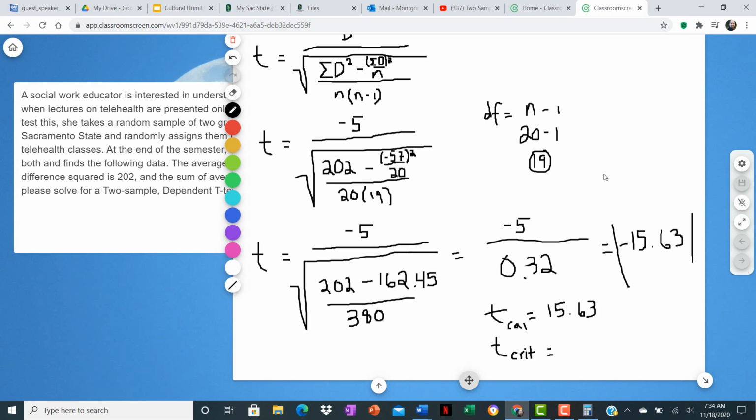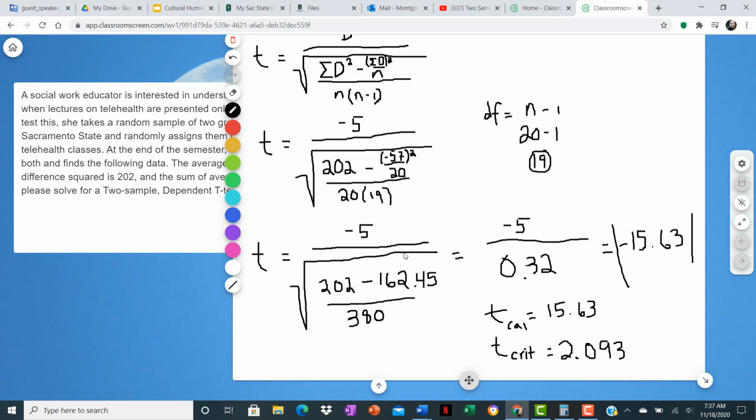The only thing we have left to do is take a look at our books and figure out what the critical value is. So I'll go ahead and do that. After conferring with the critical value chart on page 93, I found the critical value for 0.01 is 2.093. Clearly we can see in this case that the calculated value 15.63 is greater than 2.093.